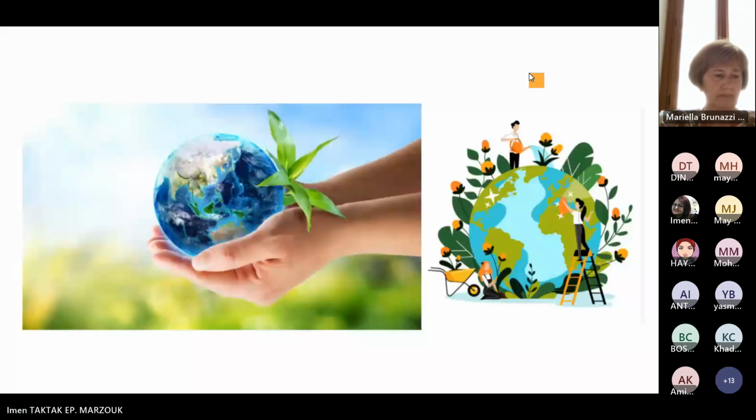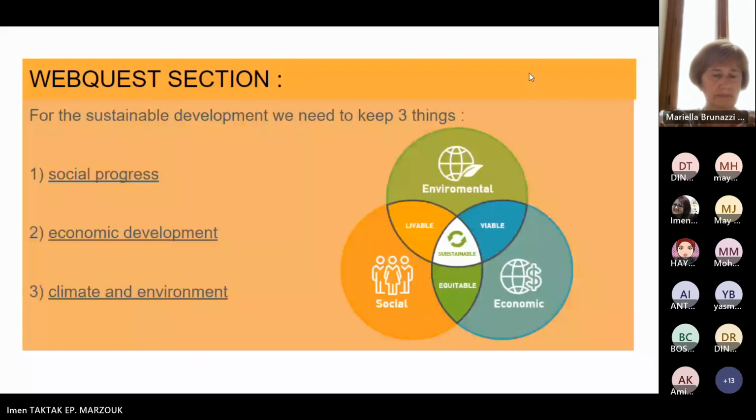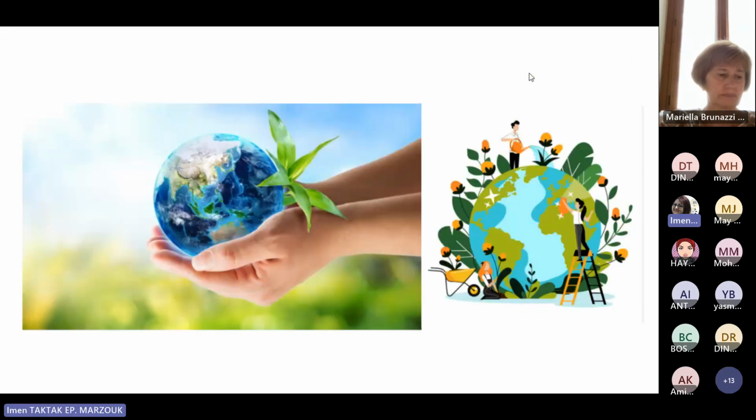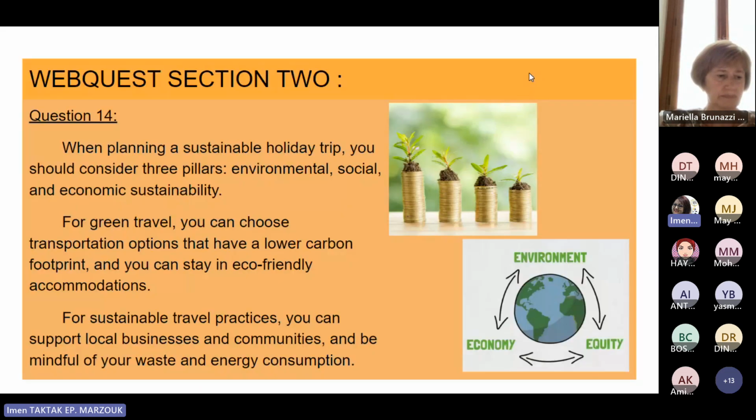The sustainable development. For sustainable development, we need to keep three things: social progress, economic development, and climate and environment. These are some images.